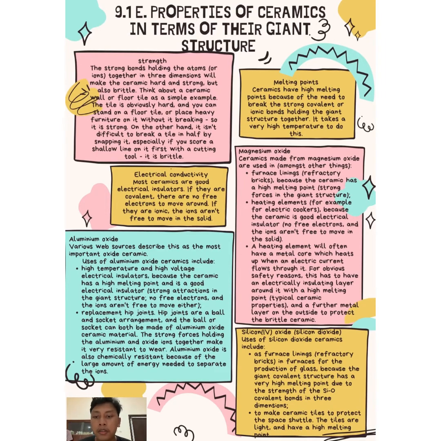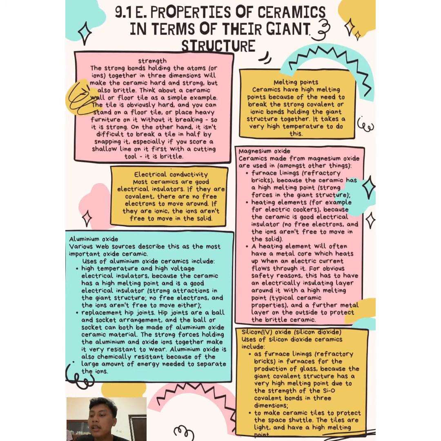Ceramics made from magnesium oxide are used in almost other things. The first is furnace linings or refractory bricks, and the second is heating elements, for example in electric cookers. A heating element will often have a metal core which heats up when an electric current flows through it.